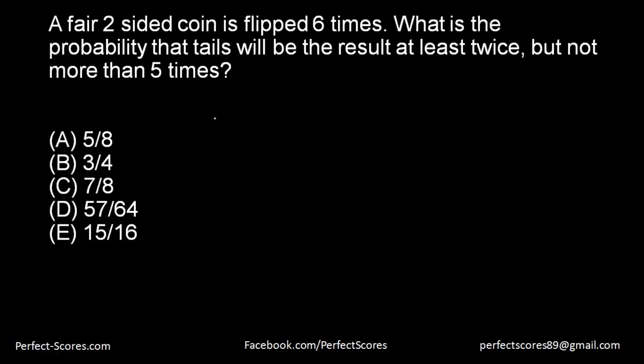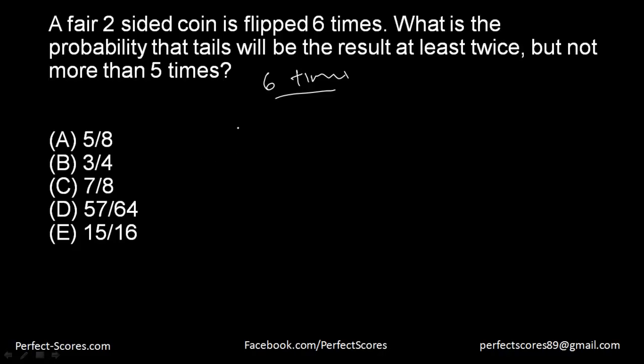Now let's see this question. This question says that a fair 2-sided coin is flipped 6 times. What is the probability that the result would be? Now the coin is flipped 6 times. So I will have 6 different results waiting for me, right?